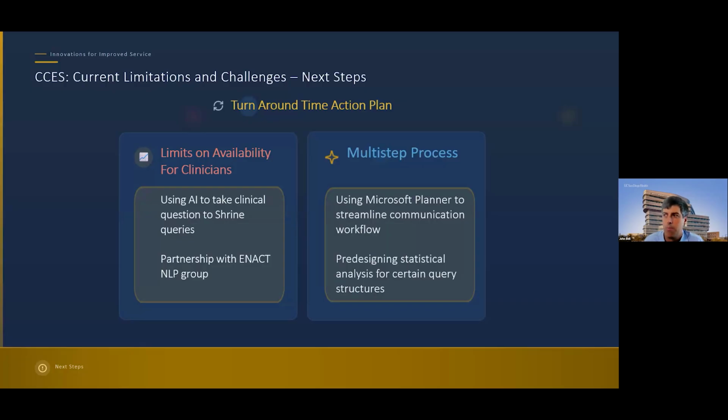And then finally, we have a multi-step process that we're working on. We're using Microsoft's Planner, as I've shown. We're working to streamline communication workflows to make sure that as soon as one area has finished their work, we can pass it on to the next area to help them take the baton. And then finally, we're developing some pre-designed statistical analysis for certain query structures so that as soon as the statistical group has their data, they're able to just put it into a model that they've already pre-designed and have quick turnaround on the statistical analysis.